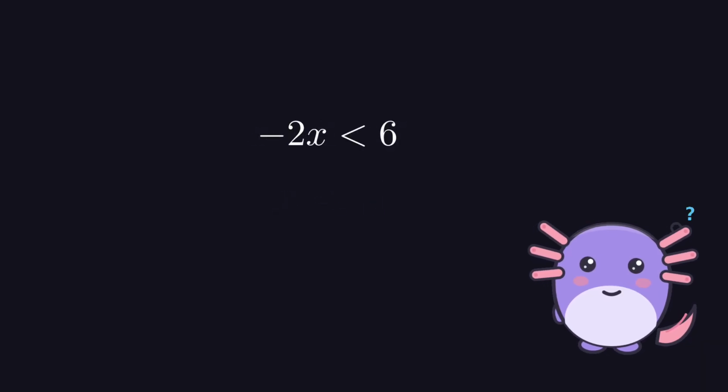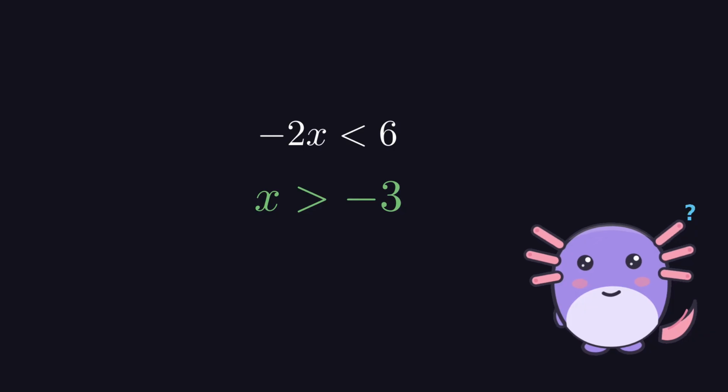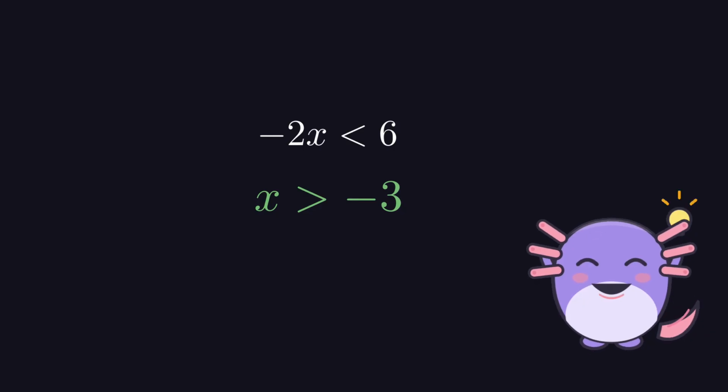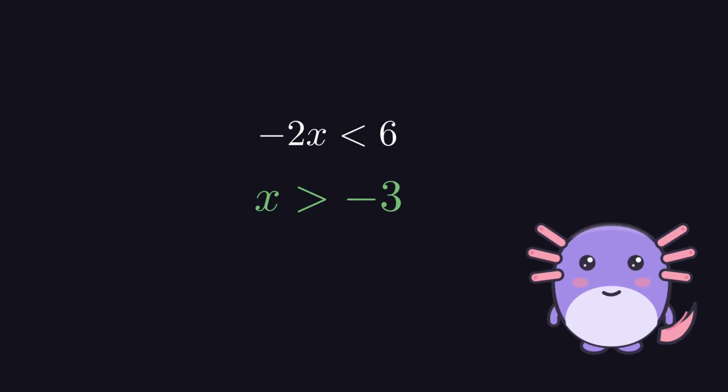When you multiply or divide both sides by a negative number, the inequality sign flips around. Watch, negative 2x less than 6. Divide by negative 2, and less than becomes greater than, x greater than negative 3. Why? Because negatives mirror the whole number line. 5 is bigger than 3, but negative 5 is smaller than negative 3. Multiplying by a negative swaps every left and right, so the sign must swap too.